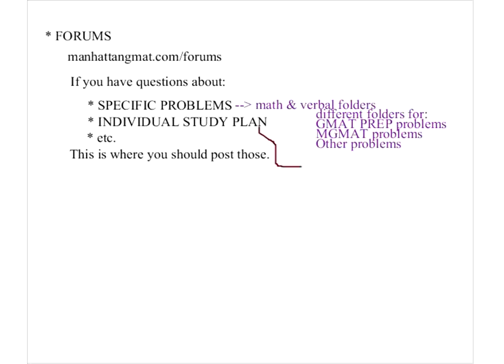Same thing with individual study plans. Individual study plans are best posted in what are called the general folders. We have what's called a general folder. If you don't know exactly what I mean by this, go to the general folder and read through the stuff that's in there. We are usually very good at getting back to people on this stuff quickly. So especially in the general folder, you will get an answer in like 2-3 days max. Sometimes in other folders it takes a little bit longer, a couple weeks, something like that. But there it is.